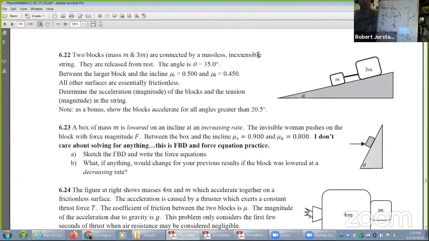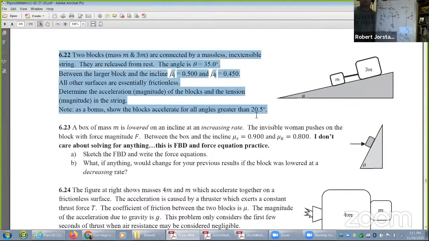Two blocks are connected by a string. They're released from rest. Between the larger block and the incline, there's friction. Everything else has no friction. So here's one. Could you treat this as a system? What do you think, class? Anybody? 6.22. Can we treat this as a system?